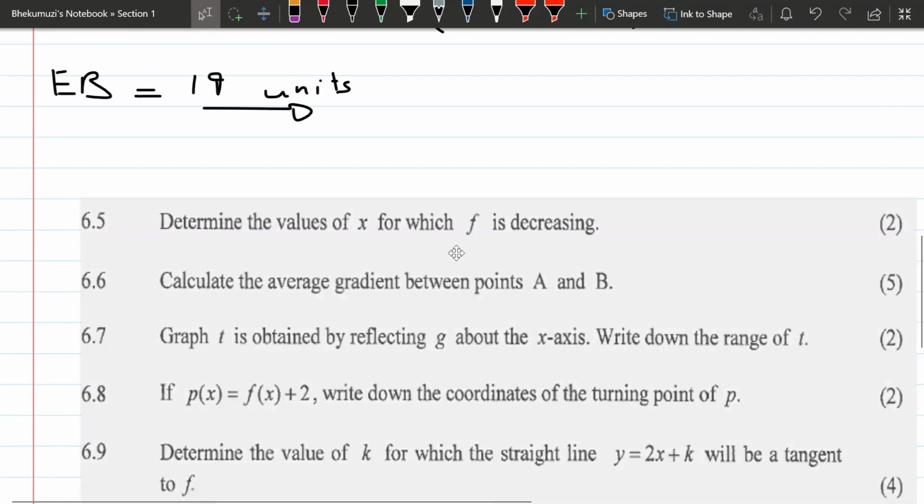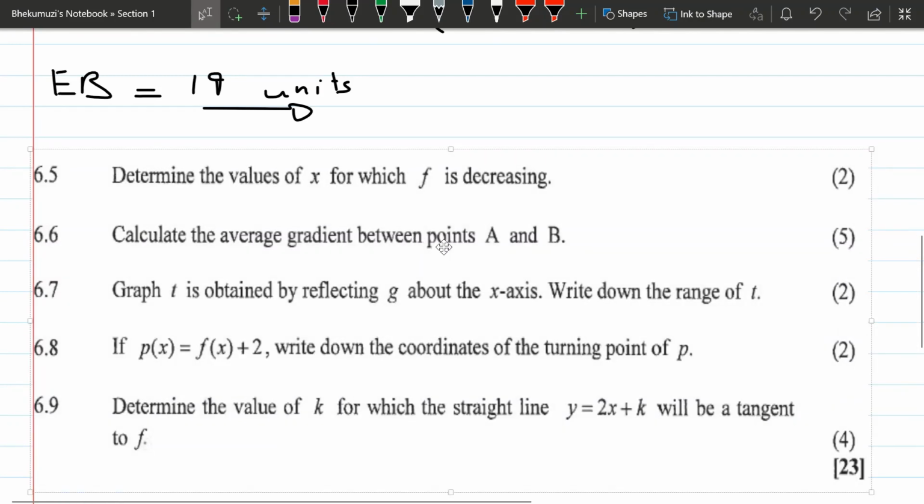There we go. This is way better, so that we don't have to scroll too much. So now 6.5 says determine the values of x for which f is decreasing. Now we need to determine the values of x where it is decreasing.